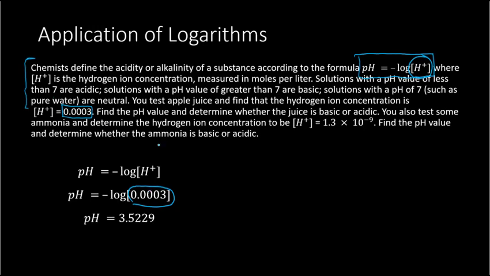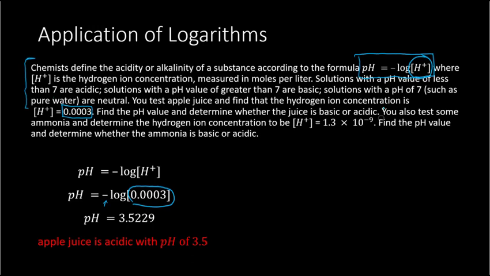And then just change the sign. So take the opposite of that. That gives you a positive 3.5229. So the pH level of the apple juice is approximately 3.5, and that means that the apple juice is acidic because it has a value of less than 7.